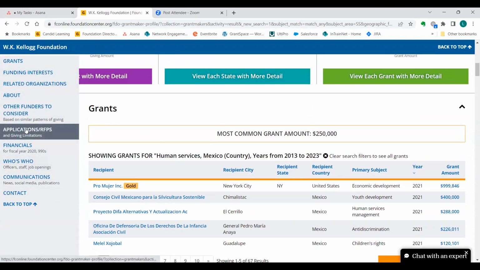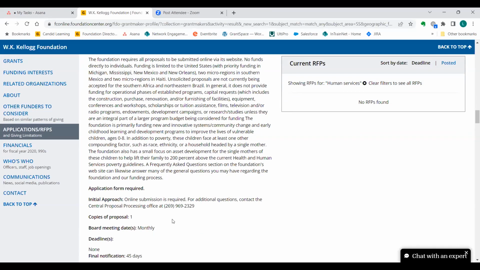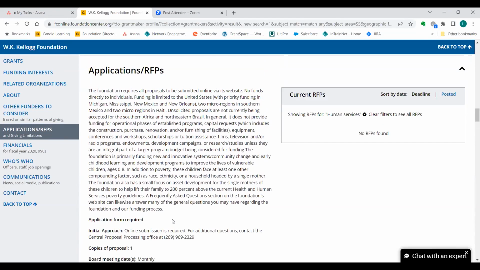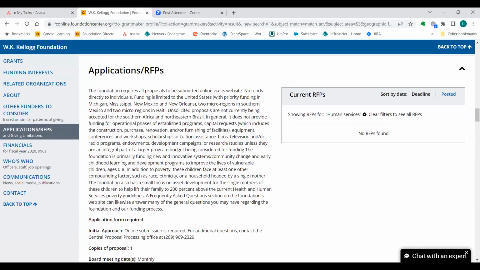So what you want to jump down to is their application process, and this tells you how they like to be approached. When their application forms are available, it might give deadlines. This organization appears to accept applications continuously. They have a monthly board meeting. But right now it says funding is limited to the United States and two micro-regions in southern Mexico. So this is how you can find out more information about this funder and how they will accept grant applications.